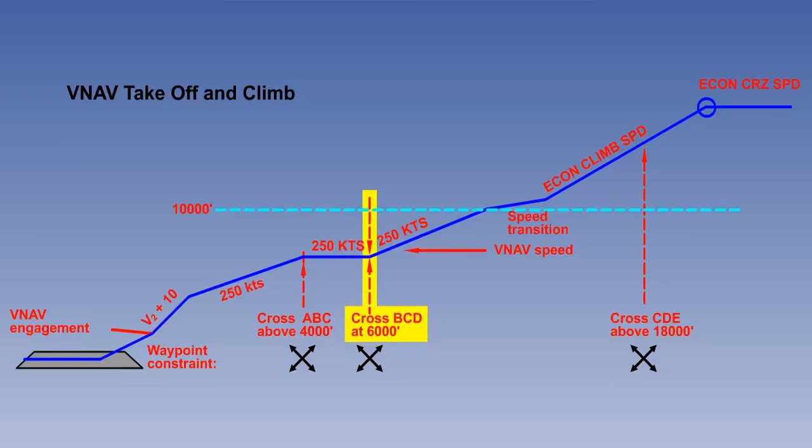Next, we must cross Bravo Charlie Delta at 6,000 feet. Above 10,000 feet, we continue with the climb at the aircraft's economical climb speed, which will vary with the weight and static air temperature, and which will be calculated by the computer and passed to the auto throttle.